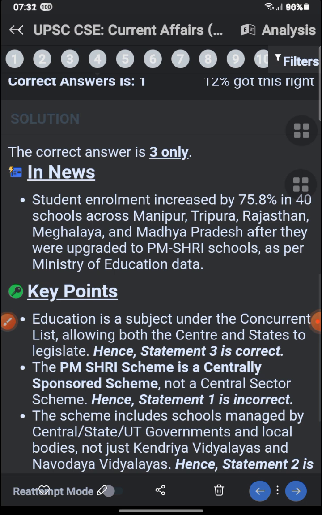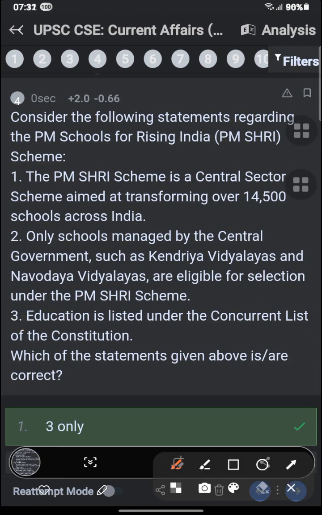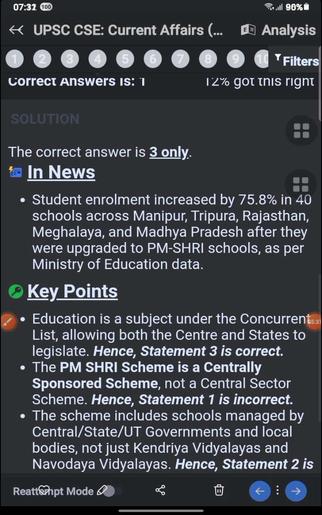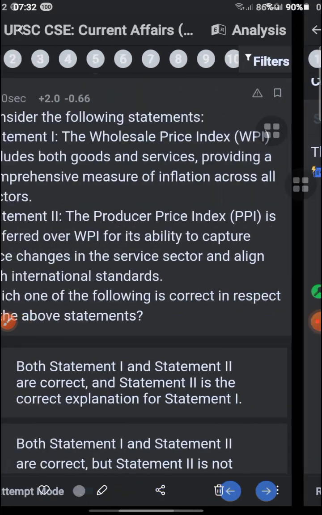PM SHRI scheme is a centrally sponsored scheme. It is not a central sector scheme. And the scheme includes schools managed by the central, state, and local governments, not just the Kendriya and Navodaya. All right.